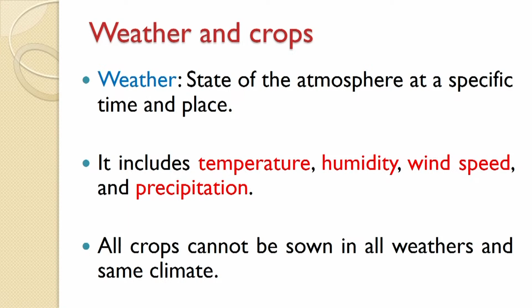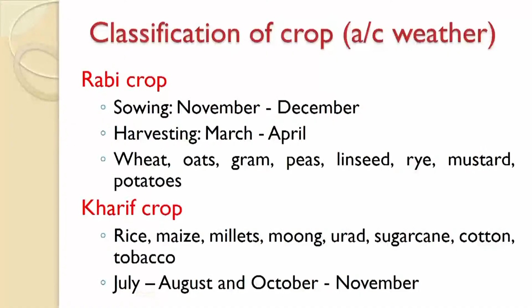And we must understand that the nature of crops is different. So all crops cannot be grown in the same type of weather or the same type of climate. For this reason, we need to adjust the timing of sowing of our crops. So our crops have been classified into three groups, that is the Rabi crop, Kharif crop as well as the Zaid crop.